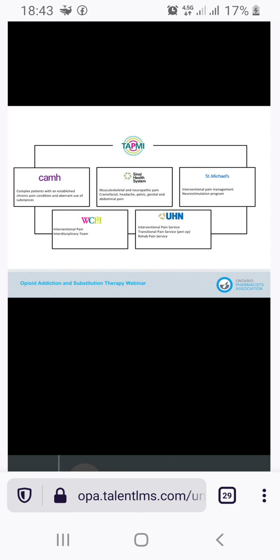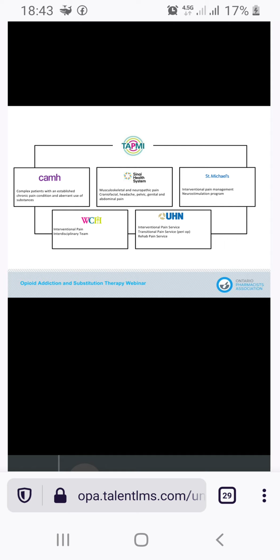And then also at TAPMI, we do triage and referral. So essentially it's a one-stop shop. Anytime a primary care provider sends a referral to TAPMI, it comes to Women's College, where we have a triage and referral team made up of nurses and occupational therapists, and they will look at the case and send it off to the most appropriate program.